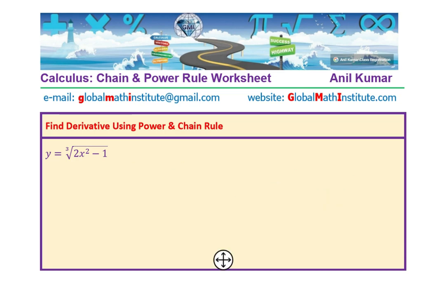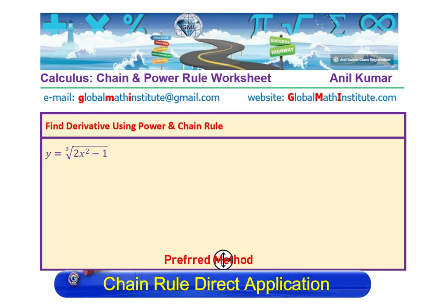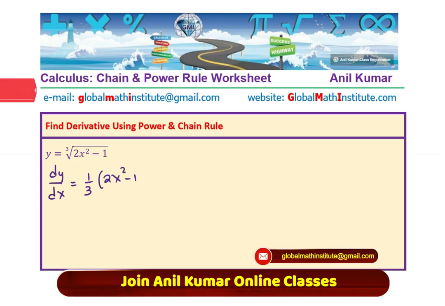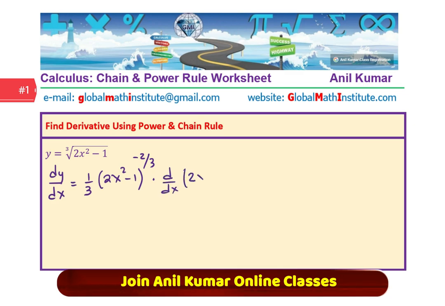Now let's use the direct method of doing it. dy dx will be what? Derivative of outside function, which is 1/3 of 2x squared minus 1 to the power of 1/3 minus 1, minus 2 over 3, right? Times the derivative of inside function, which is 2x squared minus 1. Clear?